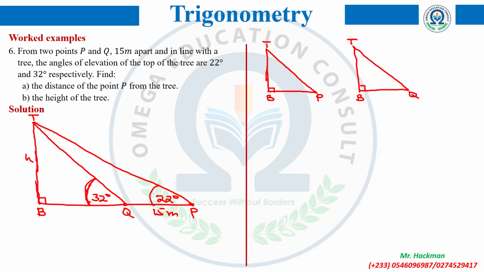My professors, are you with me? Yes, sir. Okay, so the bigger one, I know this angle to be 22 degrees. Do I know the distance from B to P? I don't know. Is that not it? Yes, sir. Okay, so let me call this distance X. If I call this distance X, then the distance from B to P will be 15 plus X. Do you agree?